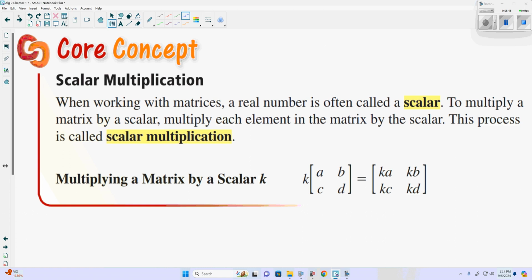Scalar multiplication. When working with matrices, a real number is often called a scalar. To multiply a matrix by a scalar, multiply each element in the matrix by the scalar. This process is called scalar multiplication. Okay? All right.